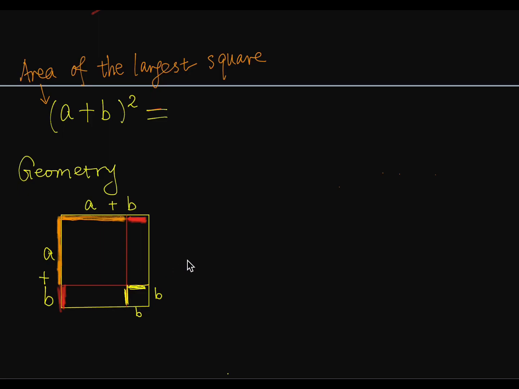Let's look at this diagram. Here we have a square. The length of the side is a plus b, and the area can be represented by the expression a plus b all squared. That's one. And now this square has been divided into these four parts: 1, 2, 3, and 4.